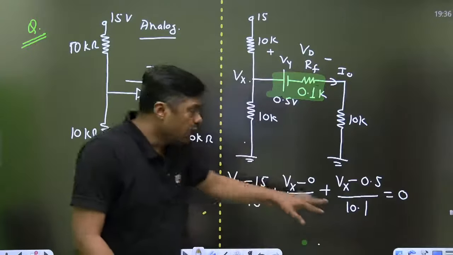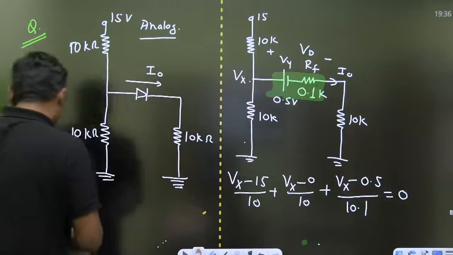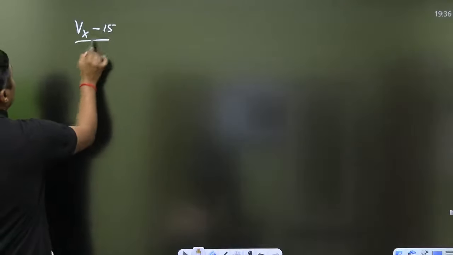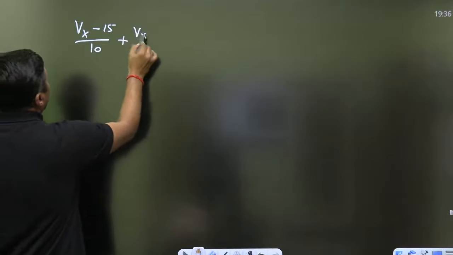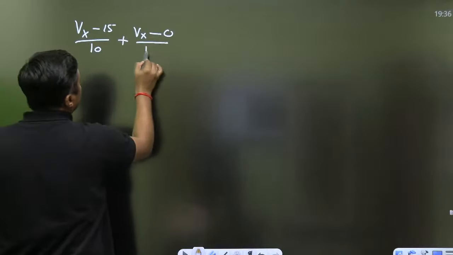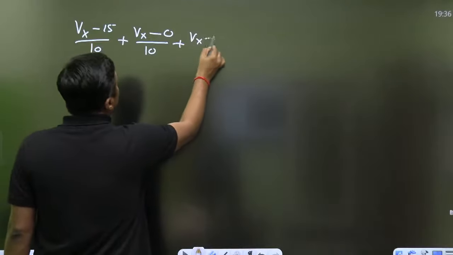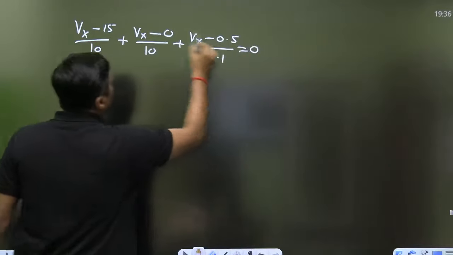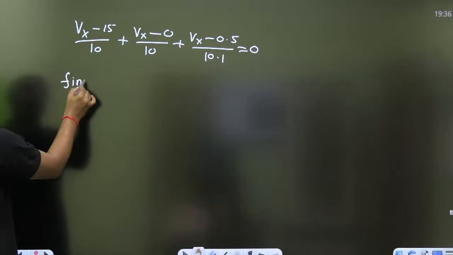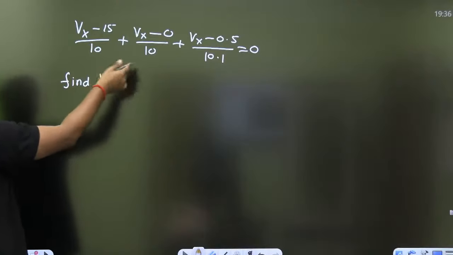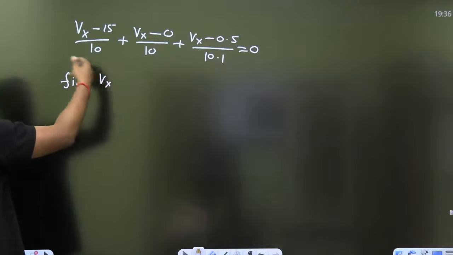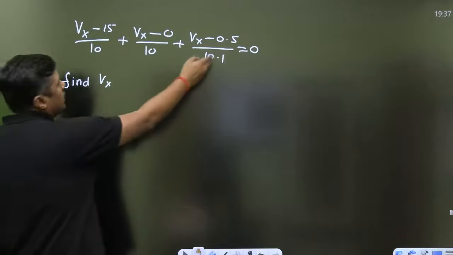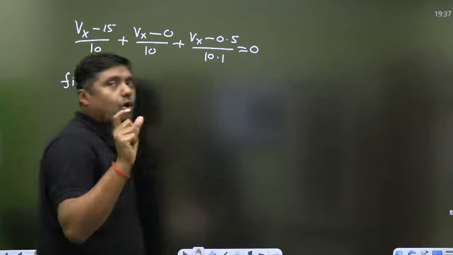With the help of this KCL, Vx minus 15 by 10, Vx minus 0 by 10, Vx minus 0.5 divided by 10.1 is equal to 0. Find Vx. It is very easy. If you have the equation, solve it, take the LCM, right, and get the answer. Or you can also take the 10.1 as nearly equal to 10, so you will get the approximate value.